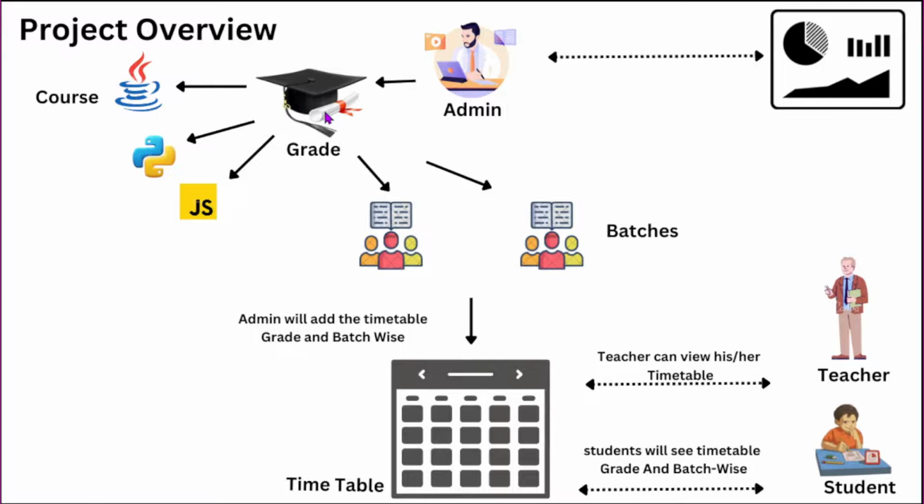In a similar way, in any university, for one grade there can be multiple batches based on the number of students. Let's suppose this grade has two batches. Now since admin has added the grade and courses in the grade, and also multiple batches, admin will register the teachers into the system, because in any university there can be multiple teachers who will be taking the lectures.